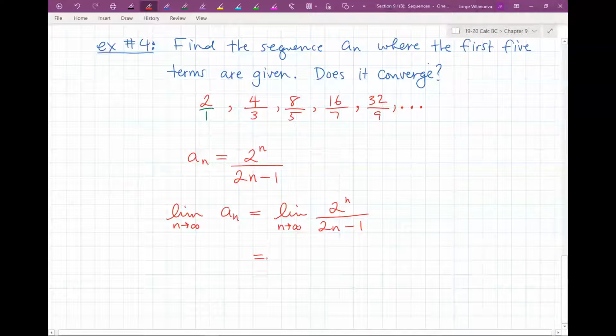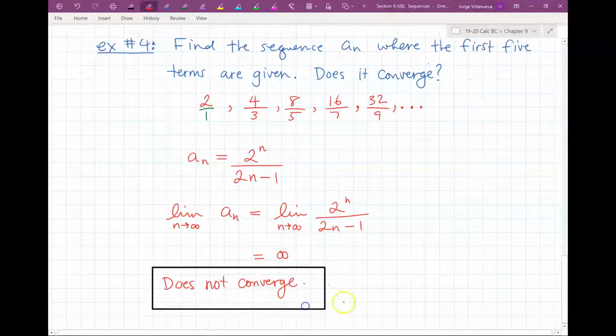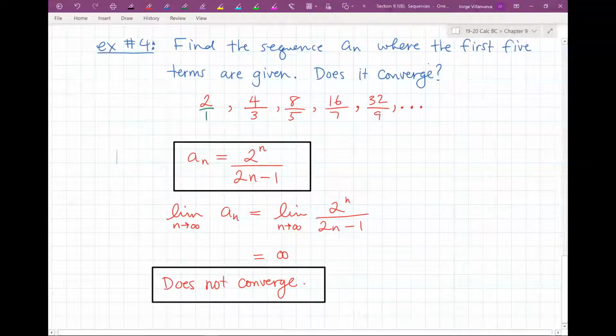If the 2 to the n was on the bottom, then it would go to 0, because that would grow faster. This is infinite. It doesn't converge. So it does not converge. And that's it. That's all you got to write for that one. So we had our sequence of 2 to the n over 2n minus 1, and then we have that it does not converge.